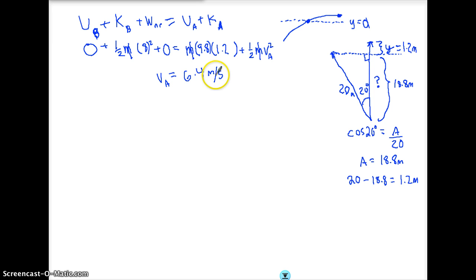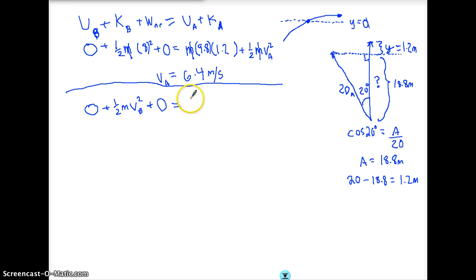For part B, they ask what minimum speed can the skier have at point B and still coast to the top of the hill. So really this is just another U plus WNC equation with slightly different values in it. Once again, at B, the potential energy is 0. We're trying to find out now what minimum speed is needed at B. So I'm going to leave the speed at B as a variable. No work done by non-conservative forces. There's no friction. Same potential energy at A, m times 9.8 times 1.2.